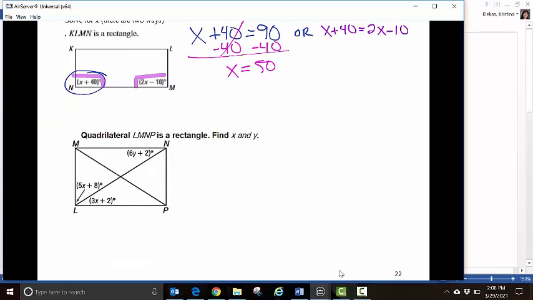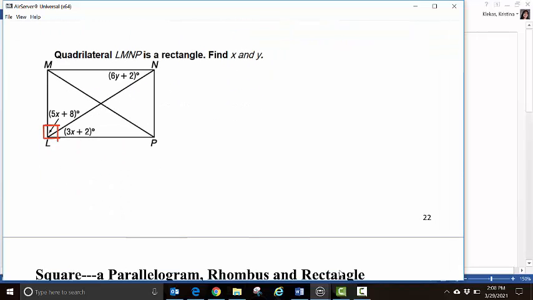Okay. Last but not least, it says solve for x and y. Well, I know that this corner is equal to that corner, but I couldn't set them equal because then I have an x and a y in my equation, and that's not going to work. But instead, I happen to know that these 2 corners together are complementary. They add to 90. So 5x plus 8 plus 3x plus 2 equals 90.